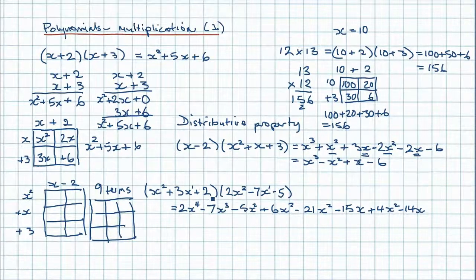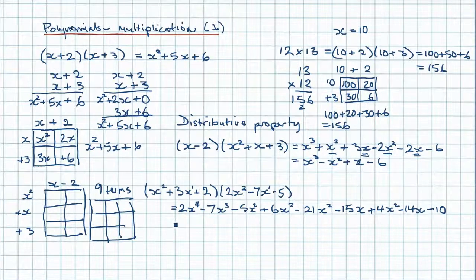And 2 times minus 5 gives us minus 10. Now again, good idea to do a check, because when we're working horizontally like this, it's very easy to miss one of these terms out, make a mistake. Let's see if we've got it right. So we're expecting 9 terms. 1, 2, 3, 4, 5, 6, 7, 8, 9. Okay, let's go ahead and simplify this expression.